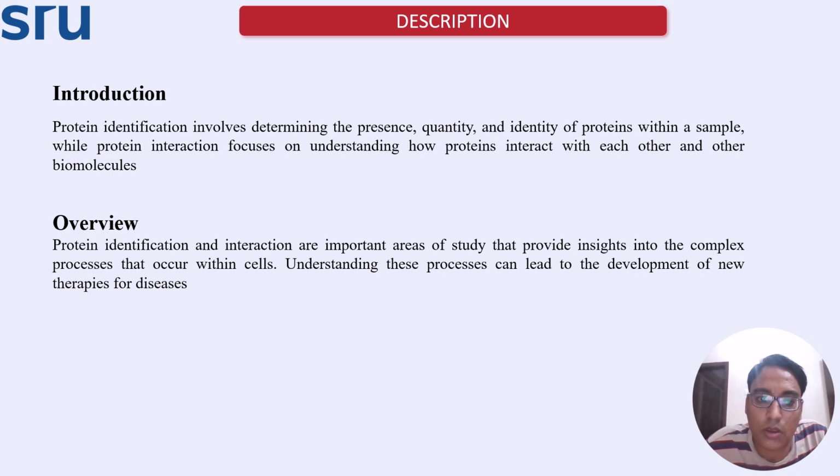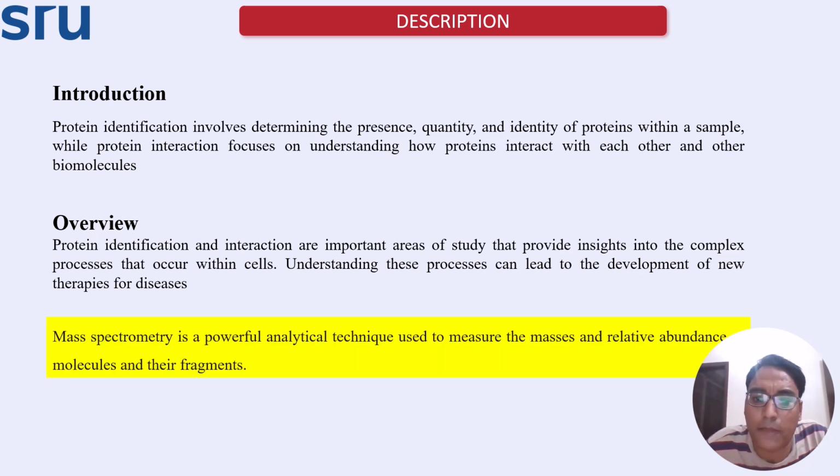Identifying means presence and quantity, identifying the proteins exactly from the sample. What is this all about? Mass spectroscopy is a powerful strategy, a powerful technology, that measures the masses and relative abundance of the molecules or the fragments.